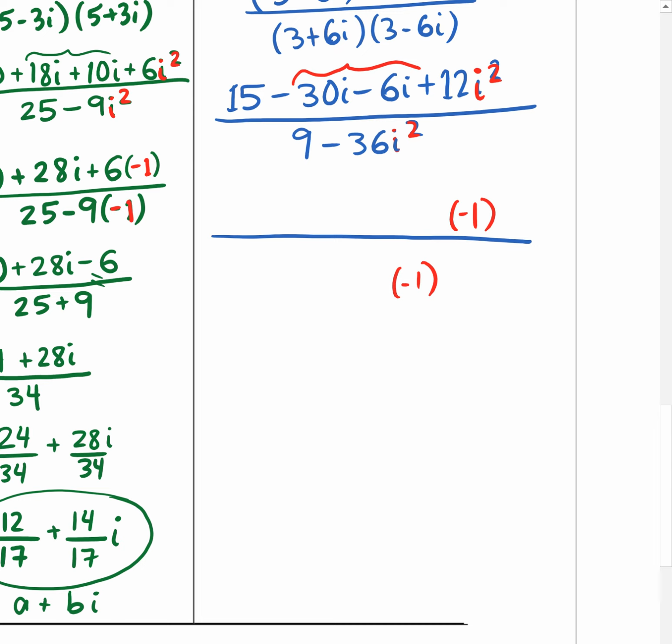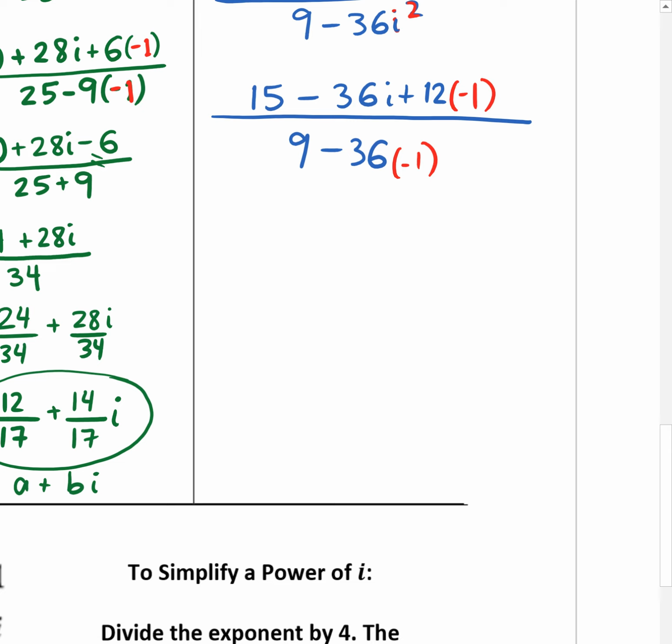So the numerator we had 15, and then the like terms are negative 30 and negative 6. That's negative 36i. And then we had plus 12 times negative 1 because it was replaced for i squared. In the denominator, we had 9 minus 36i squared, but I'm replacing the i squared with negative 1. And now it's a matter of simplifying the negative 1 parts. 15 minus 36i, and then we have minus 12 over, that becomes 9 plus 36.